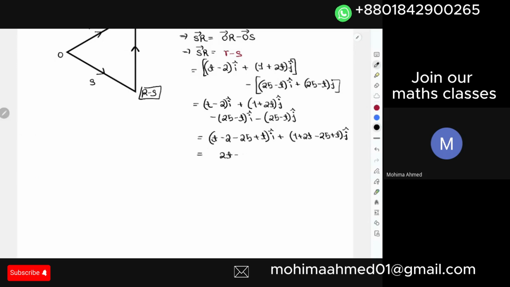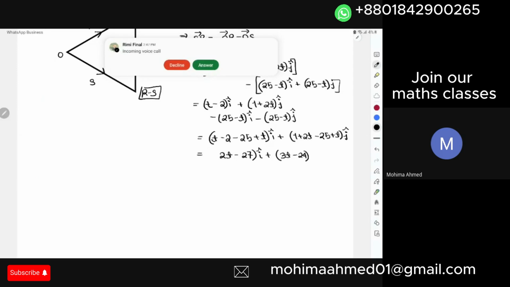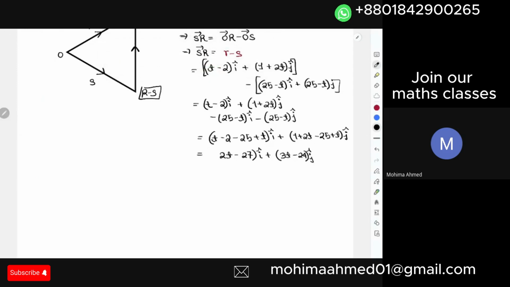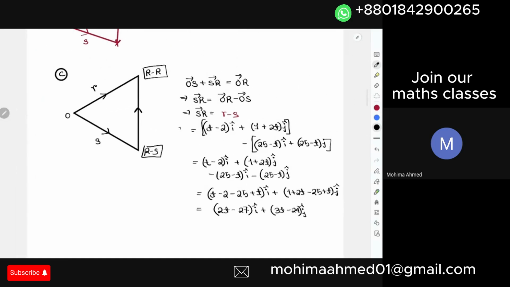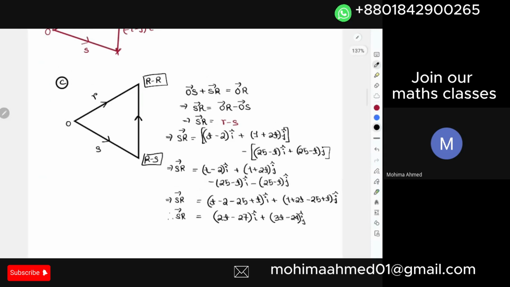So add all this together. We have 2t minus 27 i. And then again, we have 3t minus 24 j. And this is your final expression, right? This is the final value for SR. All this time, you have to write that we are calculating SR, right? SR. Okay, try to identify, is there any problem from this part?